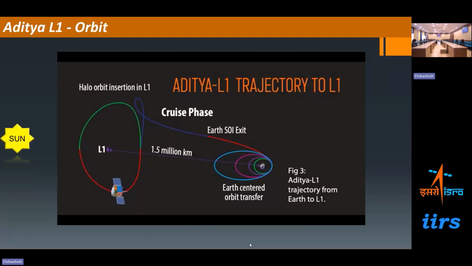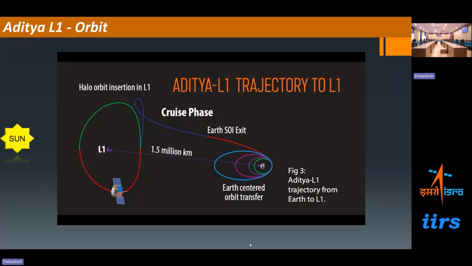Similarly, Aditya L1. This is another project where we have a closed orbit about the L1 point, and this mission is to monitor the sun. Here also, after launch we have an elliptic orbit around Earth. Then we started the journey, the cruise phase, and when we reached close to the L1 point, or the halo orbit point, we did one halo orbit insertion maneuver, and we made a closed orbit about the L1 point, so that from there we can see the sun uninterruptedly.